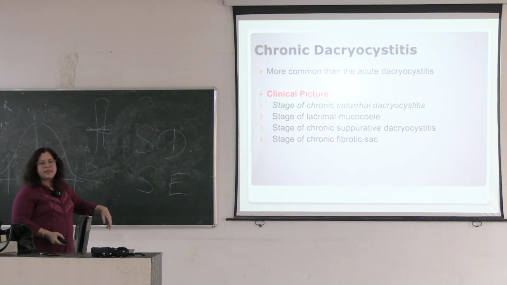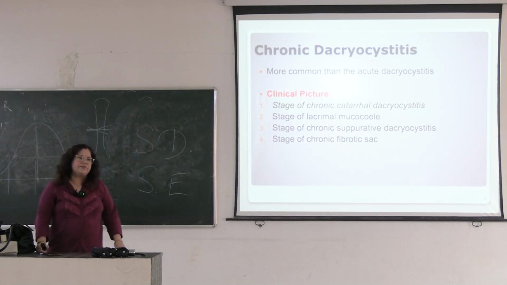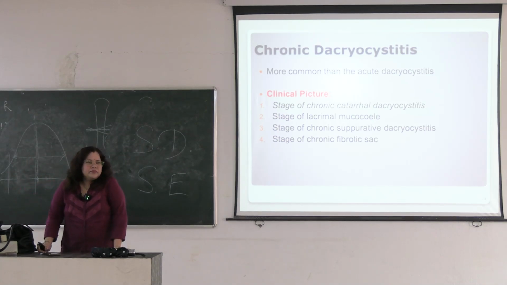And iris shadow is present in which stage? Mature or immature? When we find the iris shadow, is it mature cataract or immature? Anyone?